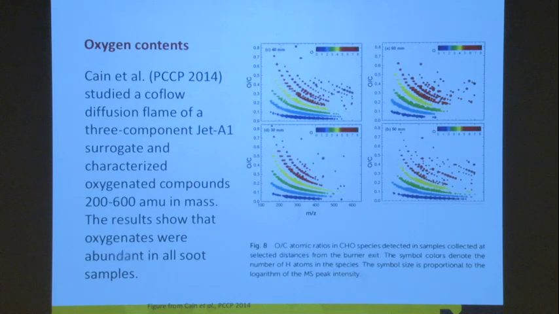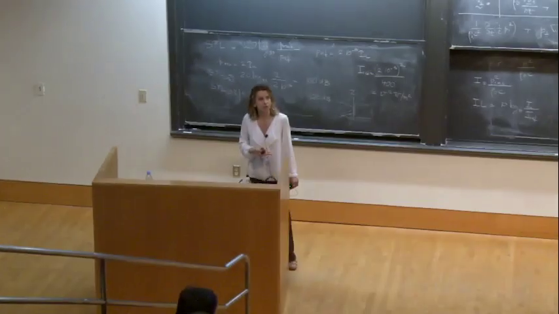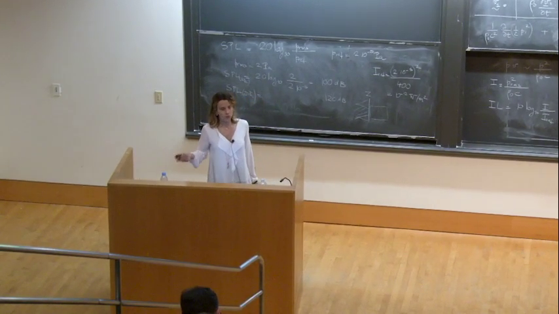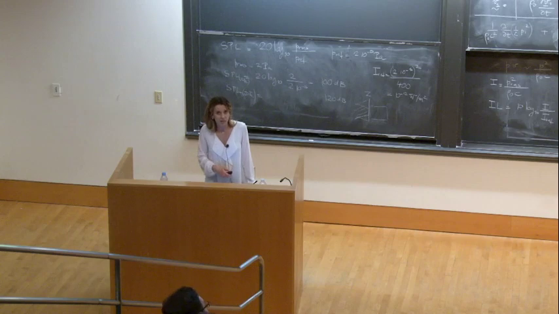This is experimental data again. This is a co-flow diffusion flame. Carson, where is Carson? What they saw is that there is an oxygen content in the species. In the atomic ratio of the species in samples collected in these flames, they see the presence of oxygen. Now, nothing of the PAH chemistry I showed you has oxygen inside, for example. So this is a whole new world of compounds that needs to be accounted for in the mechanisms that we are developing.